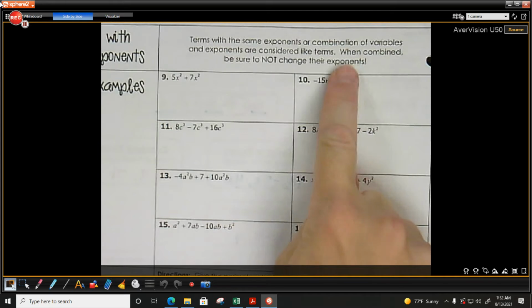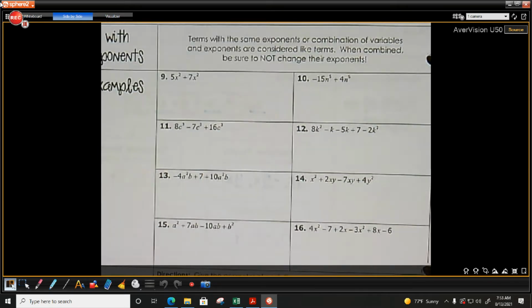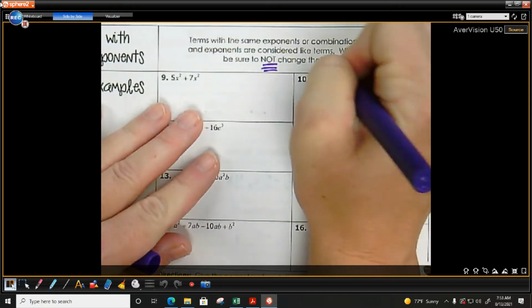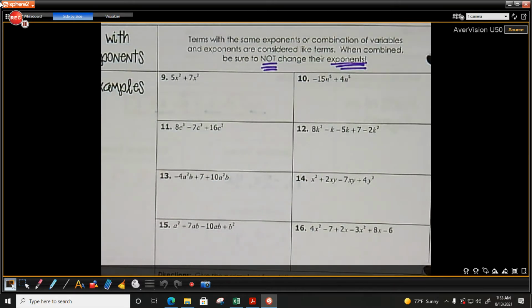Notice up here it says, when combined, be sure not to change their exponents. Do not change the exponents. That's the biggest mistake. Okay, when you're adding and subtracting terms, the exponents on your variables will not change, just the coefficients. Okay, did y'all do any of this last year? We did no variables with exponents? Same exact thing, it's just you have to make sure the exponents are the same. Don't change the exponents, we're just changing the coefficients.